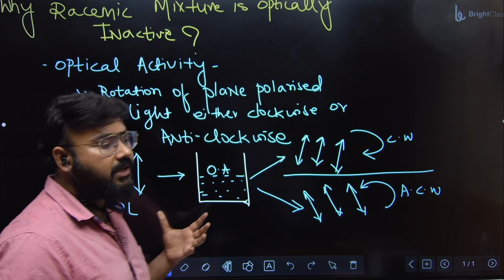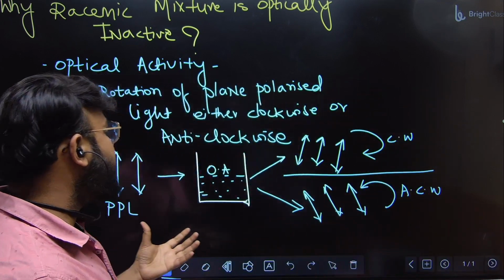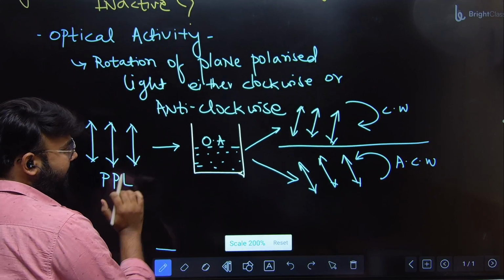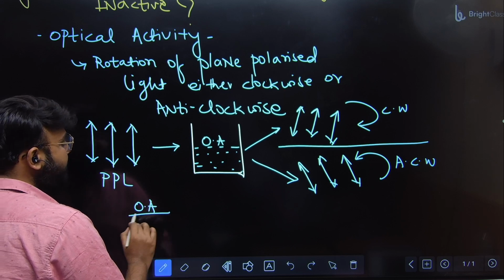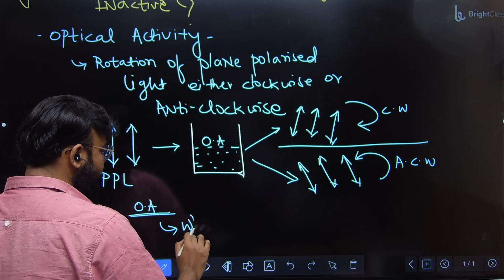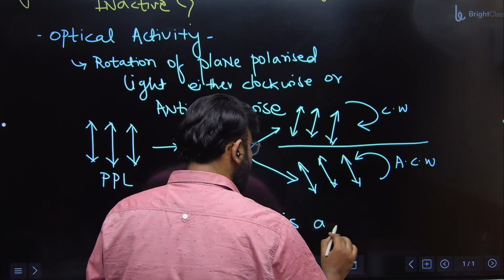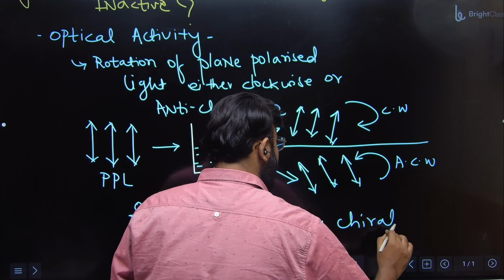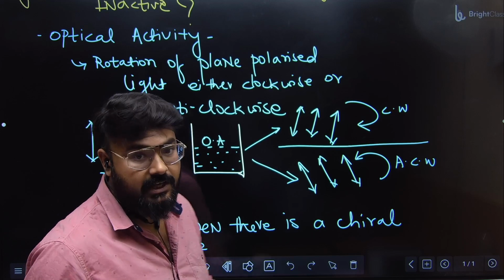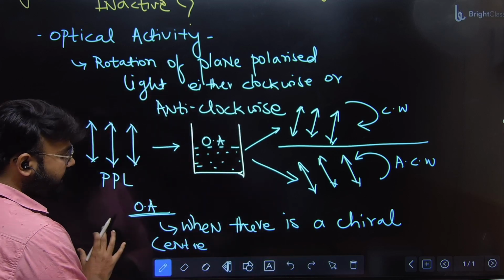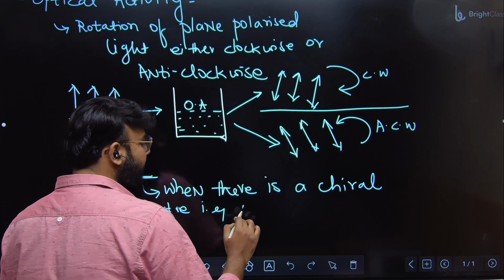Yeah, I will tell you the conditions for what is optically active. Compounds are optically active when there is a chiral center. Now you might ask me, what is a chiral center? When there is chirality. A chiral center means an asymmetric carbon.